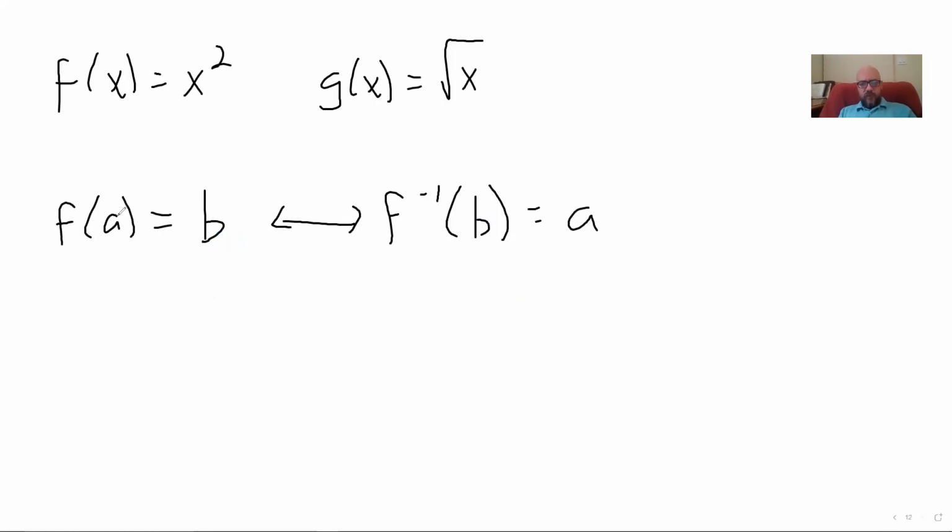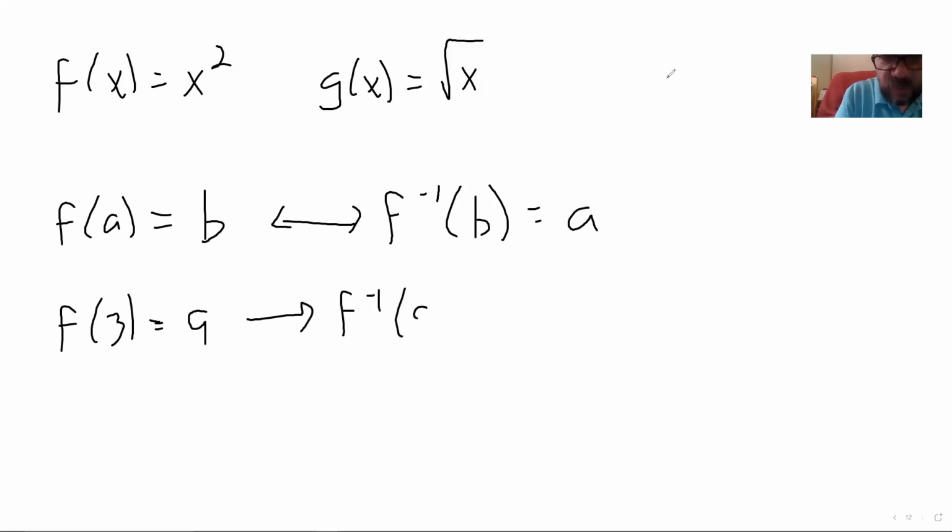Whatever number this is, if I do f to it, I get that number. If I do f inverse, I have to go back to where I started from. So let me show you an example. Let's say f of 3 equals 9. I think that's fair. If I then take f inverse of that result, f inverse of 9, that is square root of 9, which is 3. Right, good so far.